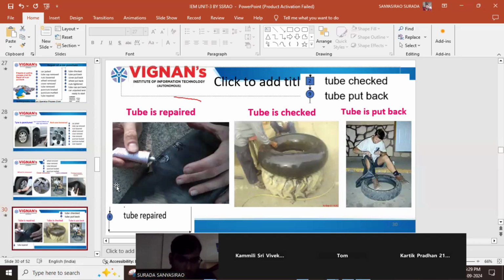Point number 8, then point number 2, and point number 9. This is the second inspection. This is the ninth operation, eighth operation, ninth operation.